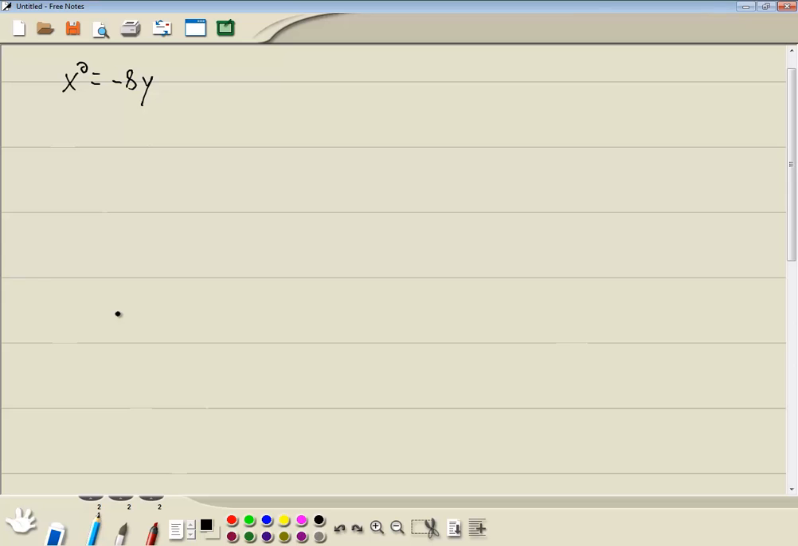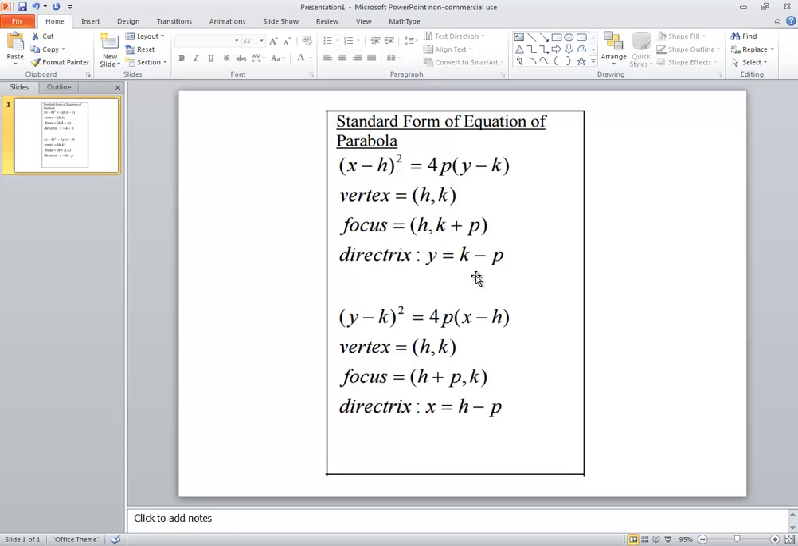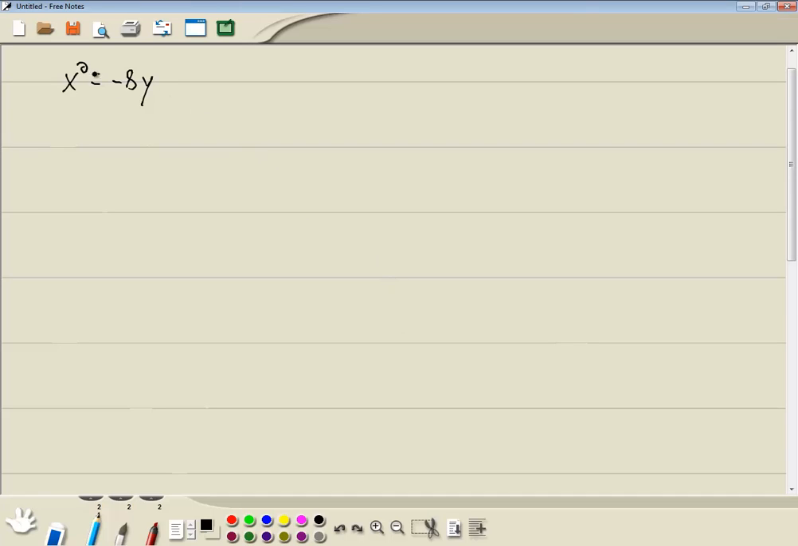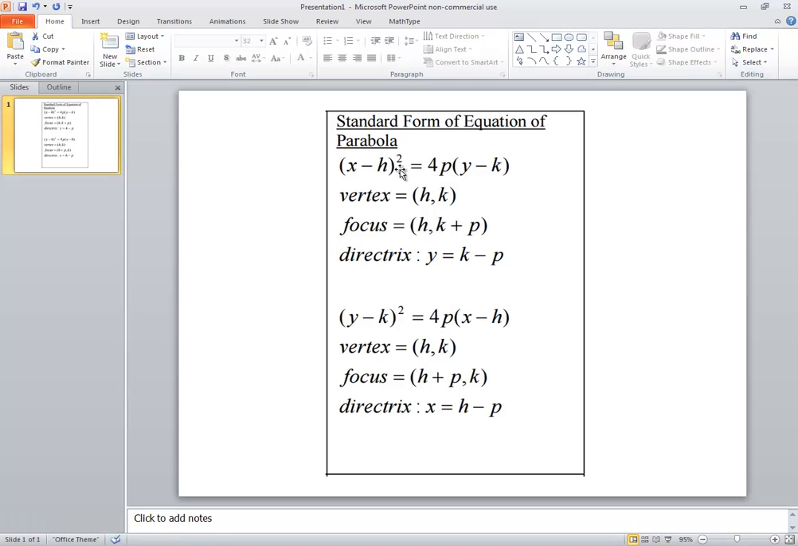Well, we have to see which formula it matches first. Remember, we've got two formulas: one where the square is on the x, and one where the square is on the y. In this problem, the square is on the x. So we're going to use the top formula. So we use these.